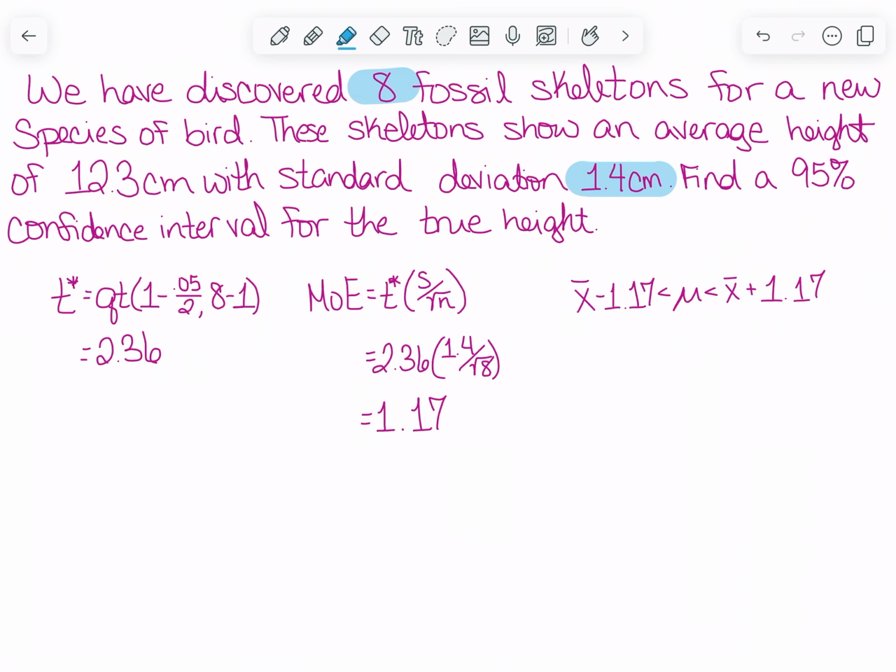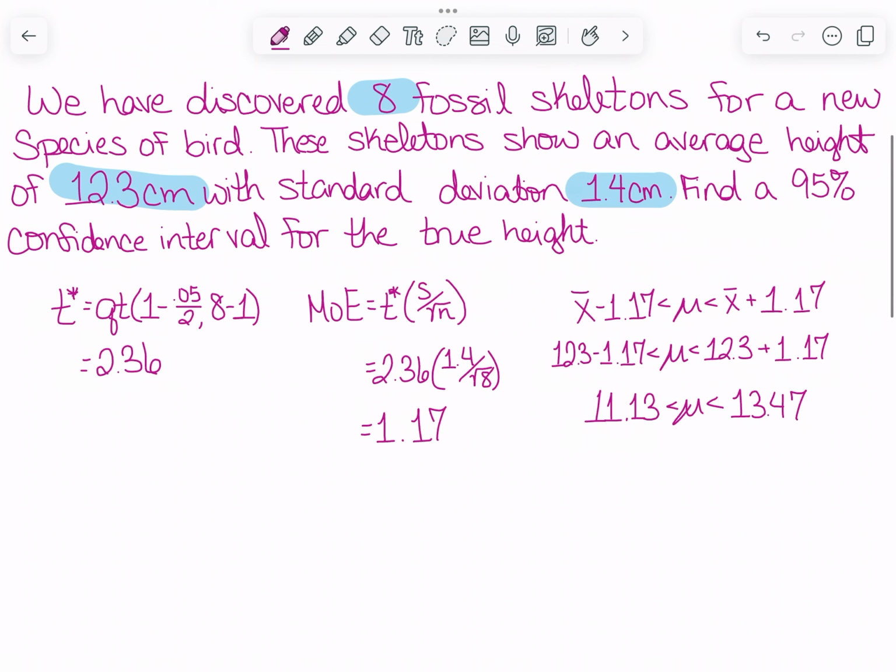Our final step, we want to add and subtract 1.17 from our sample mean. So x bar minus 1.17 is less than mu is less than x bar plus 1.17. And our average height, our x bar, is 12.3. Plugging this in and completing our calculation, we get that the true mean is somewhere between 11.113 centimeters and 13.47 centimeters. And we can say this with 95% confidence.